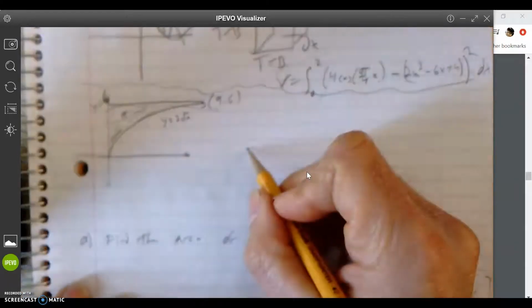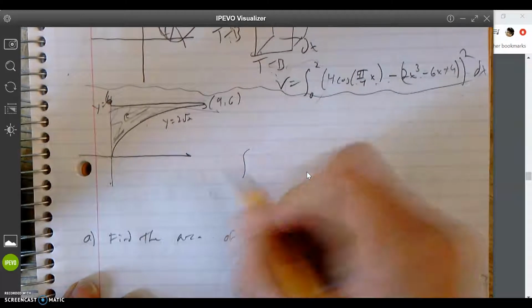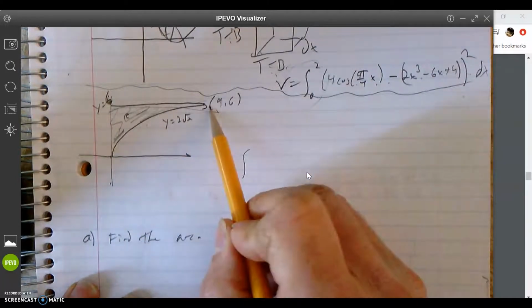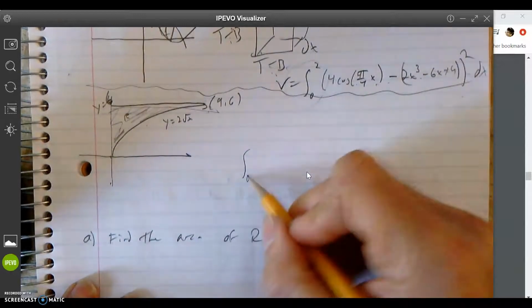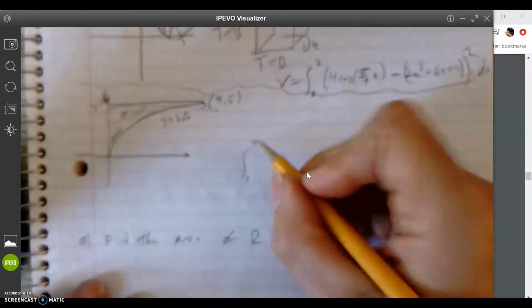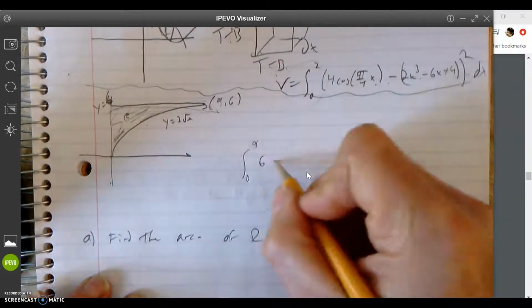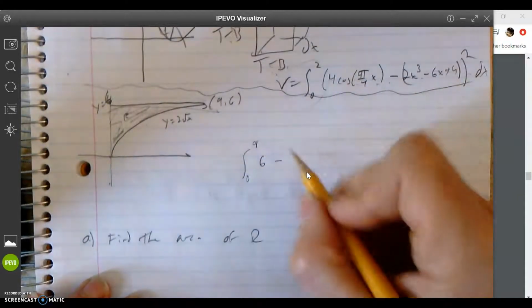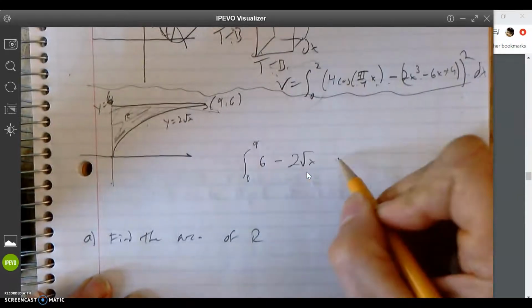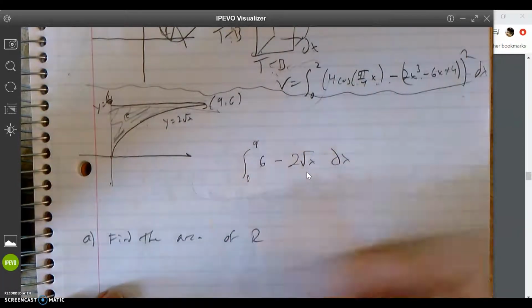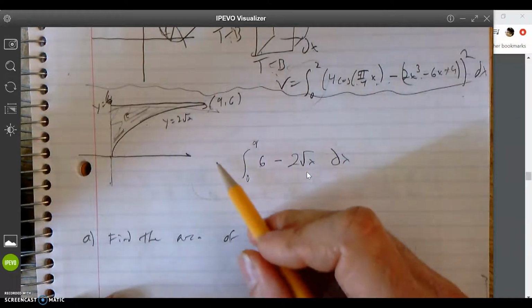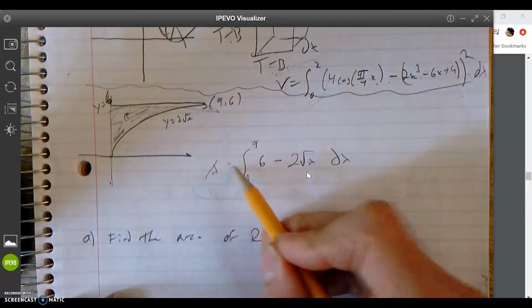So that's going to be the integral between 0 and 9, because that's on the x, of the top, which is 6, minus the bottom, which is 2 radical x, dx. So top minus bottom. This is 1 point if you got this far. So this is the area equals.